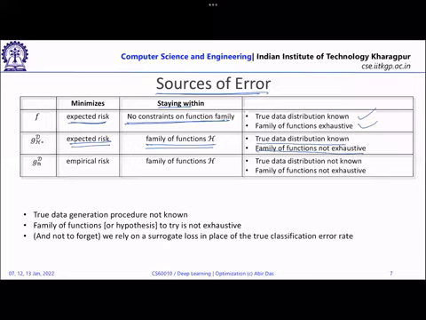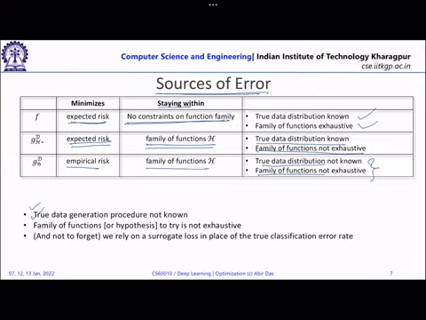Then you actually relax both the assumptions, that is, the true data distribution is not known and the family of functions is not exhaustive. And that is what we do in practice, because these assumptions are true. So this minimizes the empirical risk, staying within the family of functions H. These are the two most limiting assumptions.